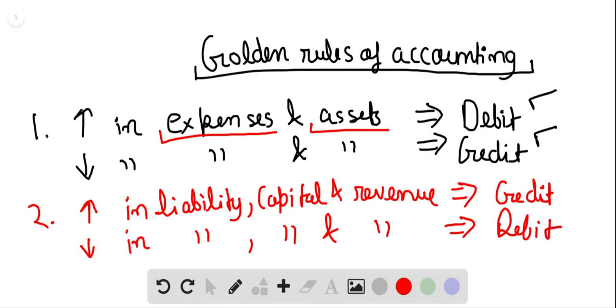So the second rule states that an increase in liability, capital and revenue accounts will have a credit entry first and a corresponding entry to debit. However, these we will understand later. Okay, so let's take an example to understand the situation.